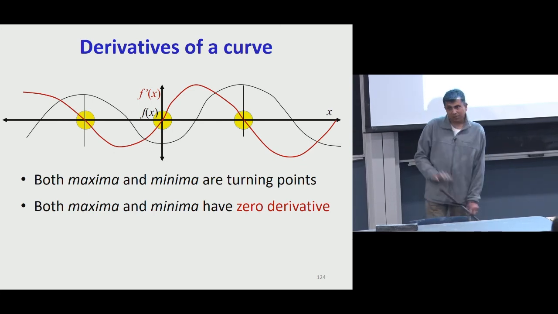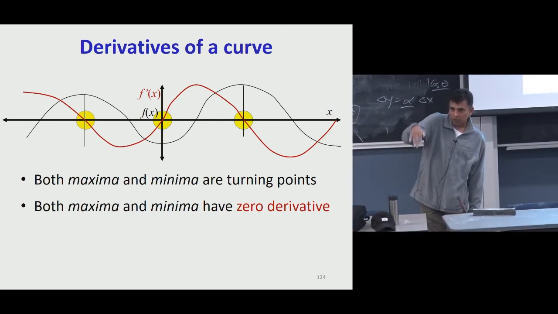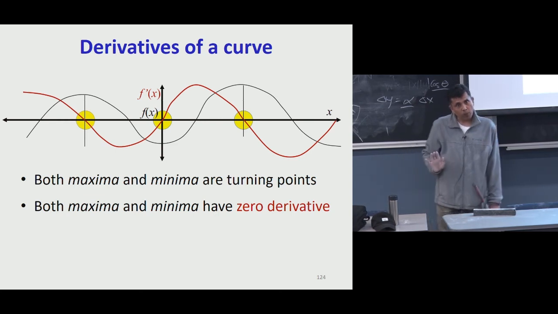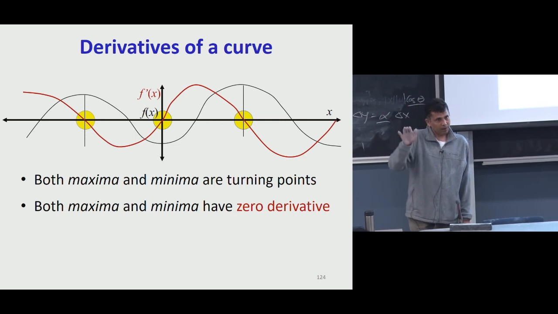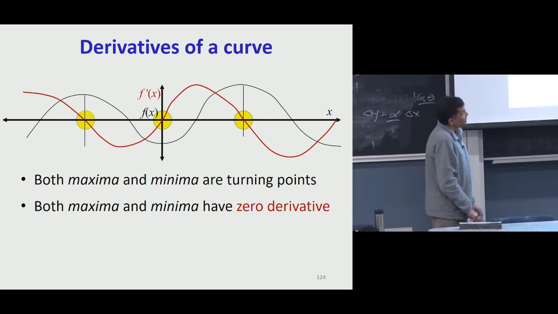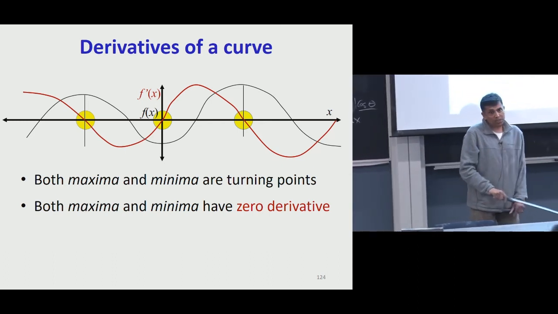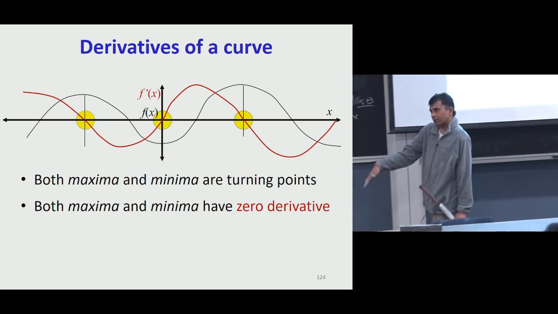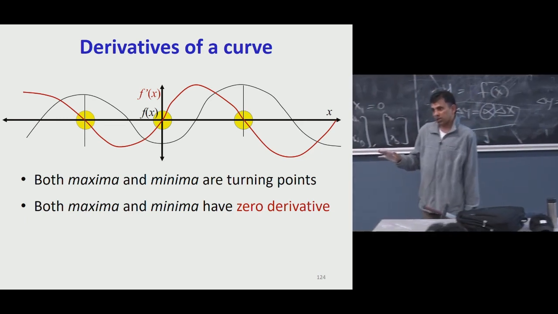When you're at a maximum, the function initially is increasing. It hits the maximum, and then the function begins decreasing. The slope of the function to the left of the maximum is positive. The slope to the right of the maximum is going to be negative. So if you plotted the slope, it's going to be like so. It's going to go from positive to negative at a maximum. It's going to go from negative to positive at a minimum.